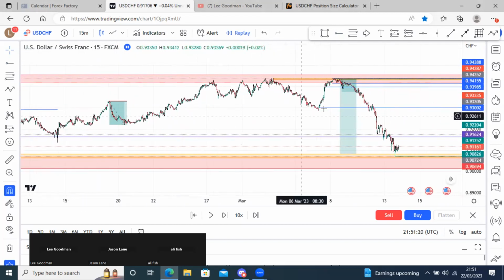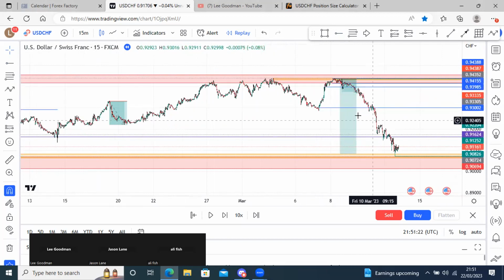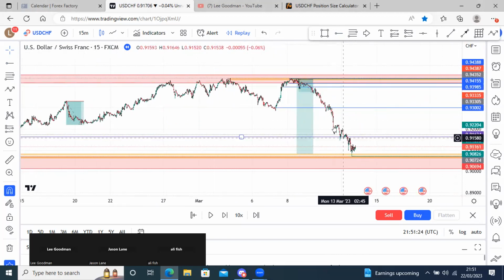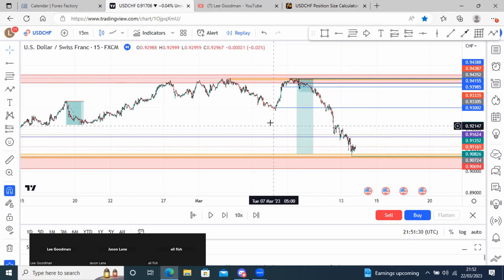But mainly, like I say, I'd mainly just watch the 15-minute structure until I get a breaker structure to the upside. Now I'd have tried holding it as long as I could.